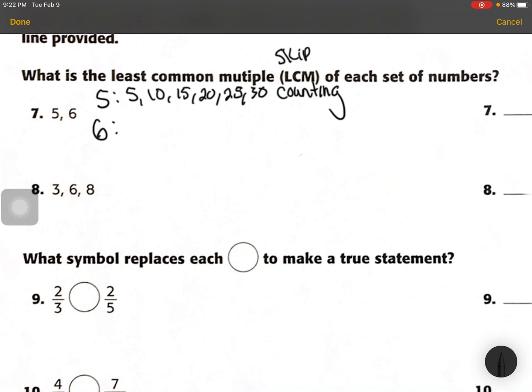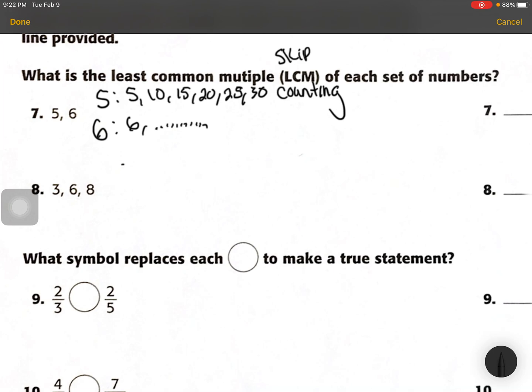25, 30. Okay, now 6. You've got 6, and you keep on going until you find a number that it has in common with 5. When you get to that number, you circle it and put it on the answer line.